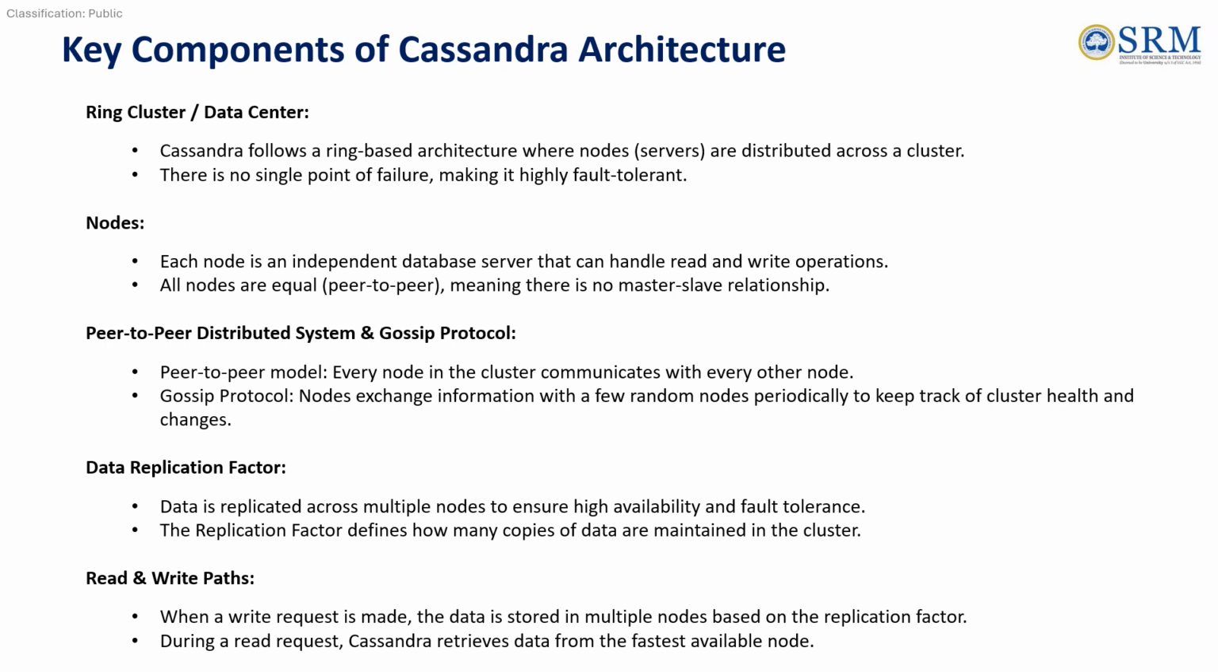Finally, we have the read and write path. During a write operation, data is stored across multiple nodes according to the replication factor. During a read operation, Cassandra retrieves data from the fastest available node to provide efficient performance. Together, these components make Cassandra highly scalable, decentralized, and fault-tolerant for cloud-based distributed storage systems.